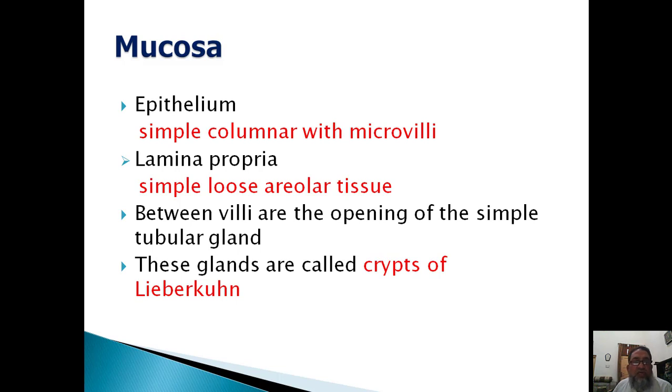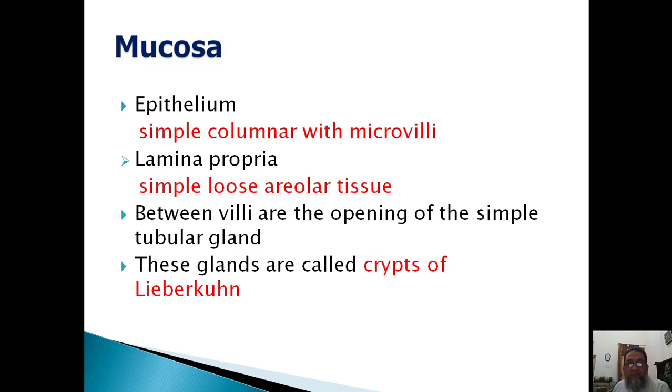The mucosa: epithelium, simple columnar with microvilli. Lamina propria, usual simple loose connective tissue containing all the elements, fiber, cell, and lymphatic tissue along with nerve plexus. Between villi are the openings of simple tubular glands. Within the depth of the intestinal villi, you will find simple tubular glands in the lamina propria, and their openings are also open.